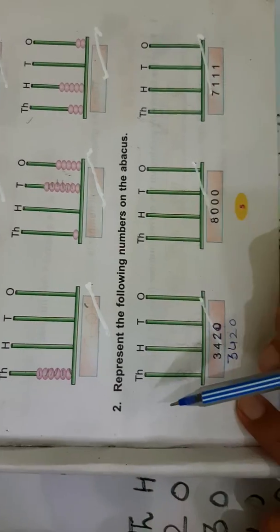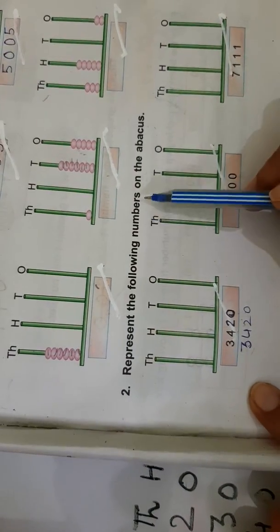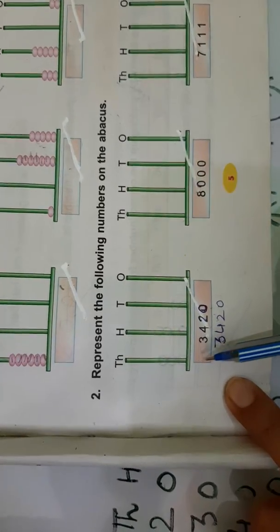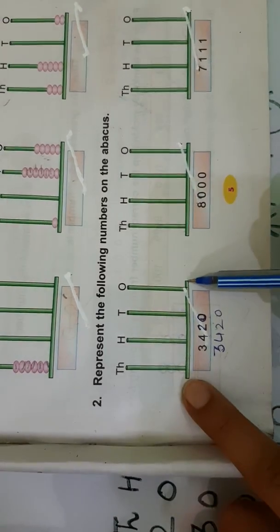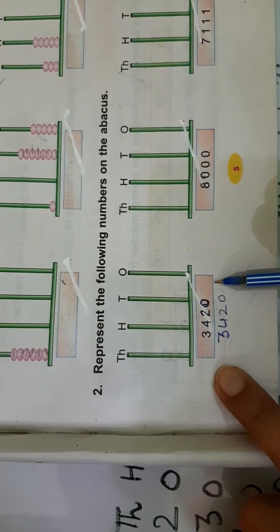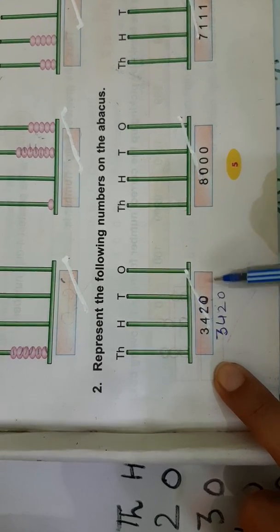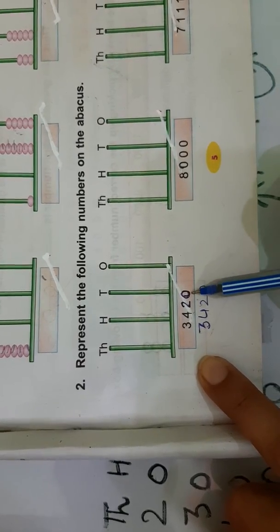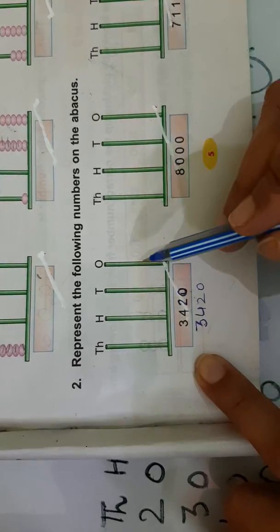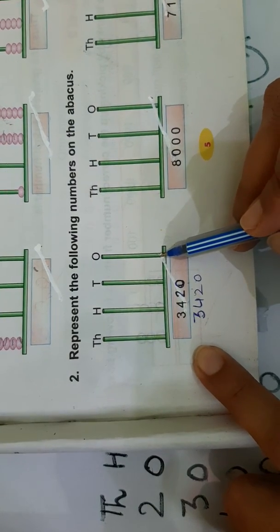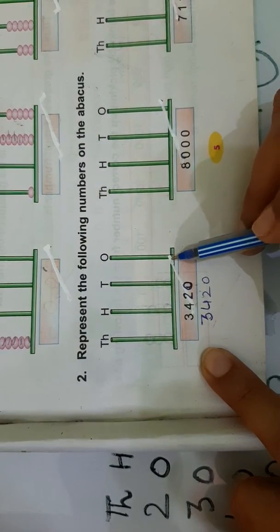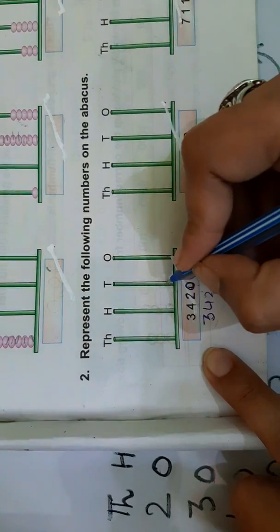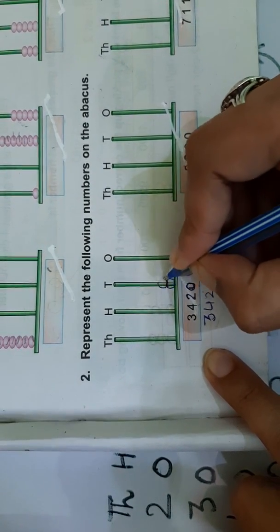Now coming on to the second question, represent the following numbers on abacus. Now see, this is what they have done. The abacus is given over here and the digits are written in the box. So we have to make the circles, right? Now see, here the digit is 0, so there is no need to add any circle on this spike. Coming on to the second digit, 2, so in the tens place, I have to make 2 circles.